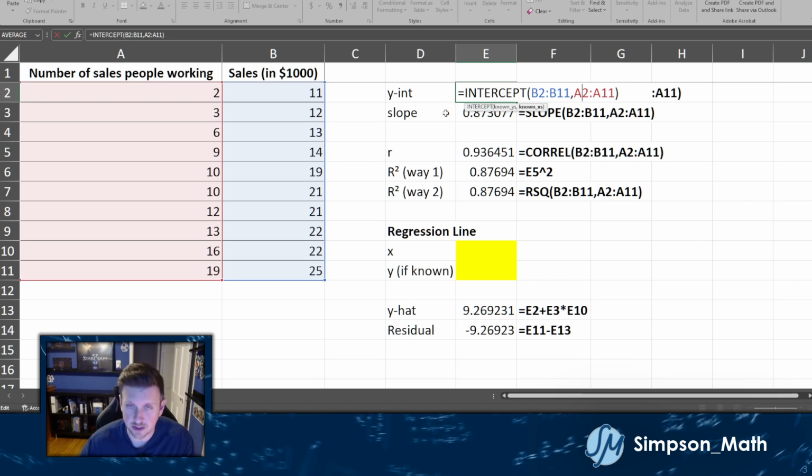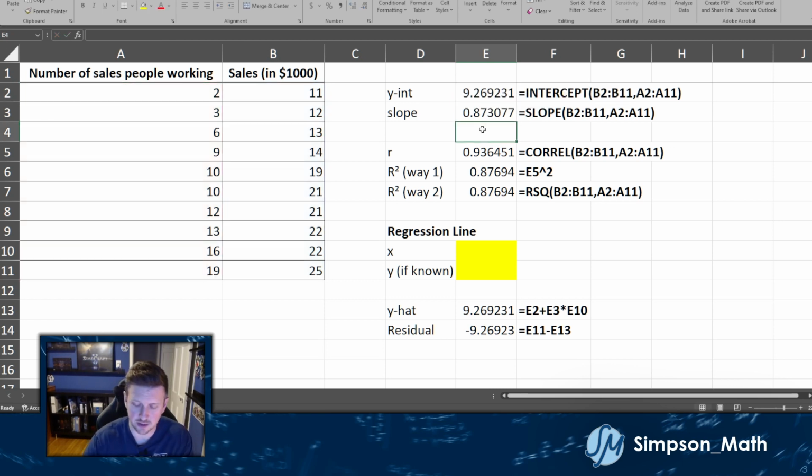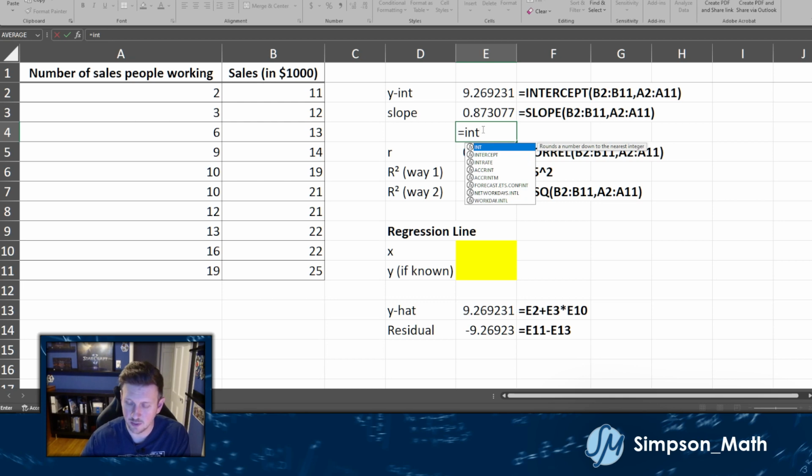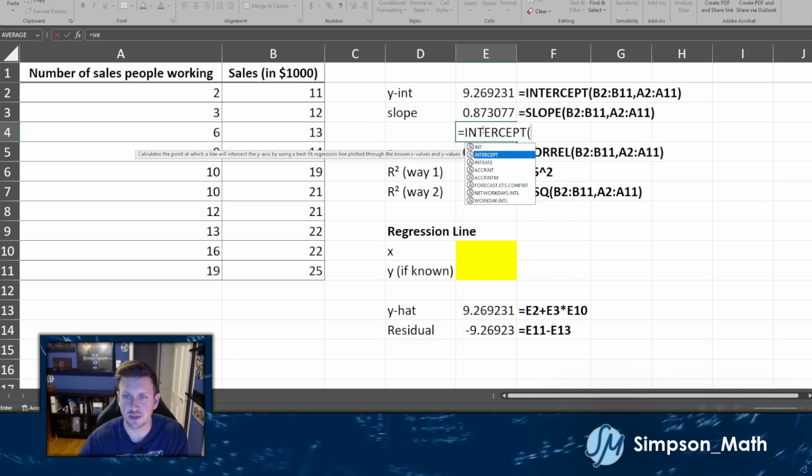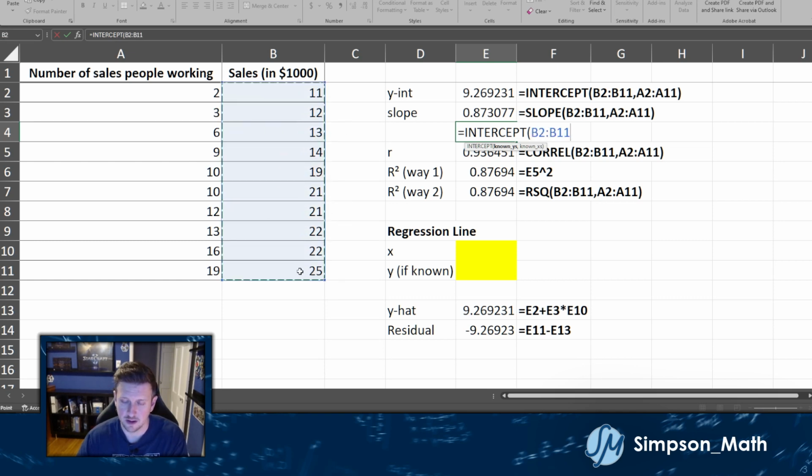For slope and y-intercept, it does matter which one's x and y, so make sure to answer that correctly. So the y's first and then the x's. Just to demonstrate once, if I want the intercept, I'm going to say equal to INT. Intercept is that second one down. I'm just going to arrow down, press tab. Known y's, I'm going to highlight my known y's without the heading, comma, known x's, highlight my known x's. They have to be the same size. If I highlight all the way down here, it's going to yell at me. So they need to be the same size. You can close the parentheses or just go ahead and hit enter because we're at the end of the required elements. And that's where I get that y-intercept. I'm going to go ahead and delete that because I don't want it.